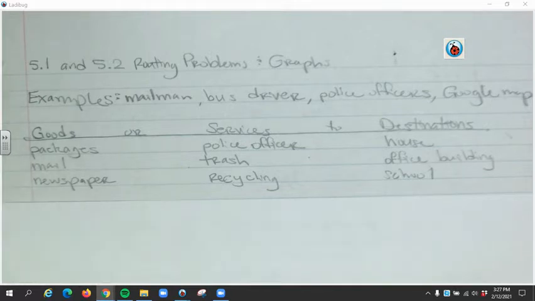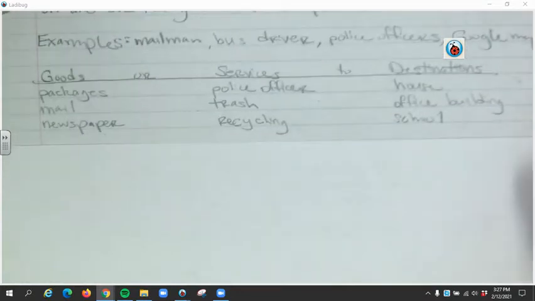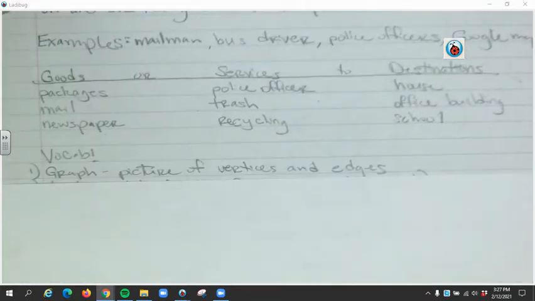Let's go through a couple of vocab terms to know. The first one is called a graph. A graph is simply a picture of vertices and edges. Of course, at any point in the video, if I'm going too fast, feel free to pause, rewind, watch as many times as you want, and come to class next time with your questions. I'll be glad to help you out.